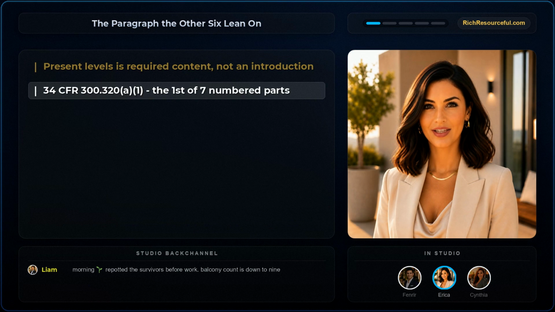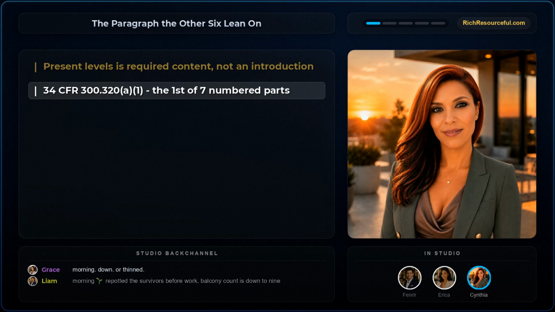I'm Erica. Look at the address. 34 CFR 300.320, paragraph A1. First numbered item in the list, not a preface to it. Episode 1 proved the contents of this document are fixed by federal regulation, not by a district's good intentions, which is why the first item carries the rest.